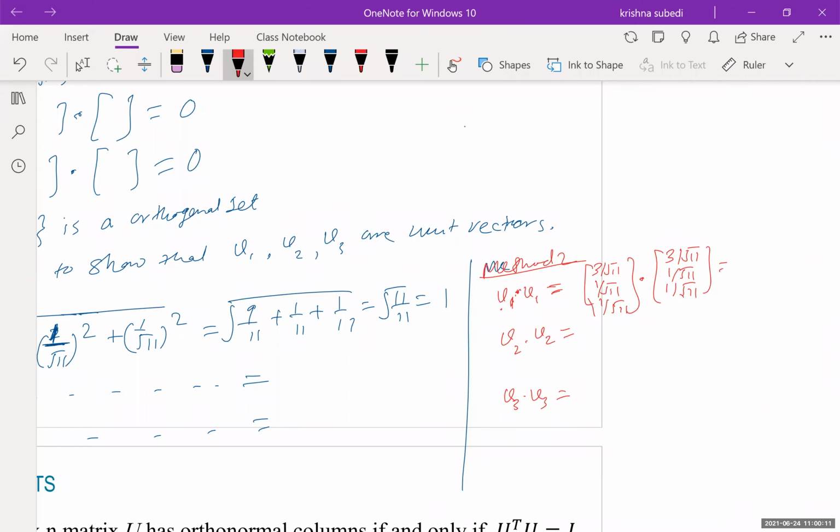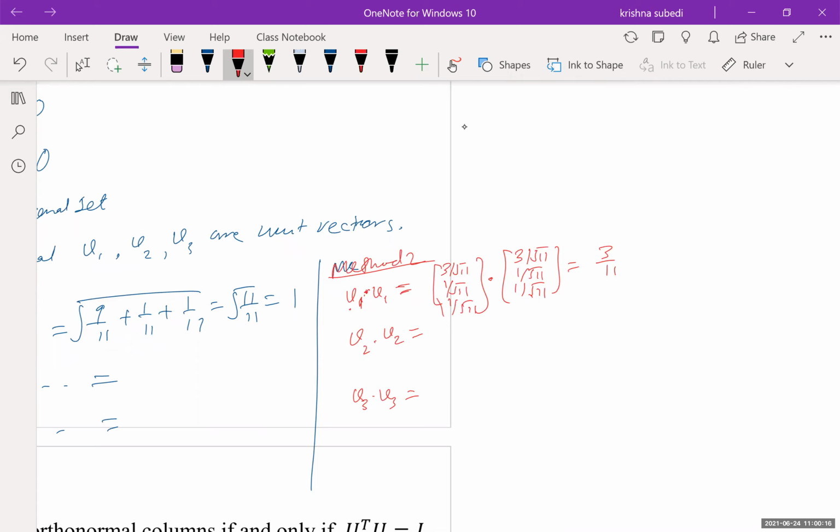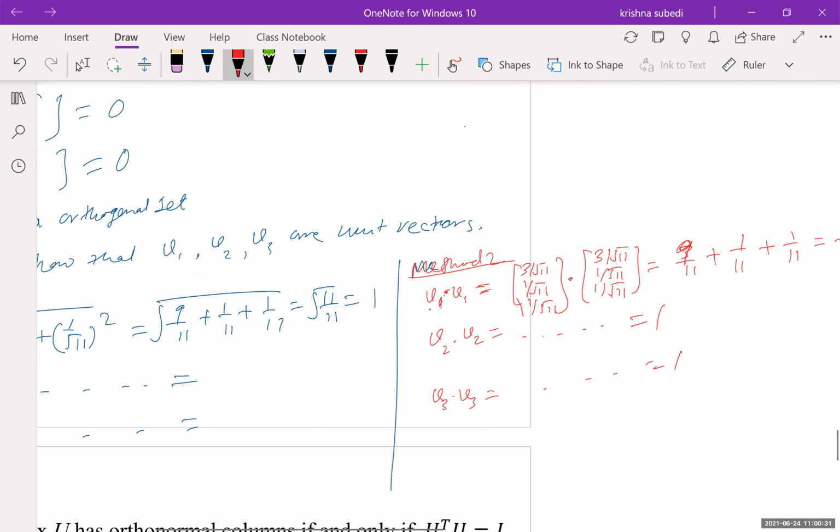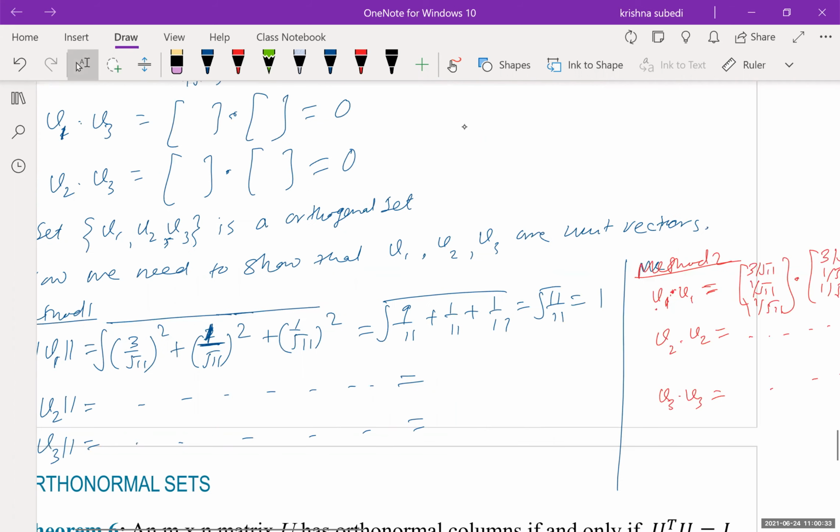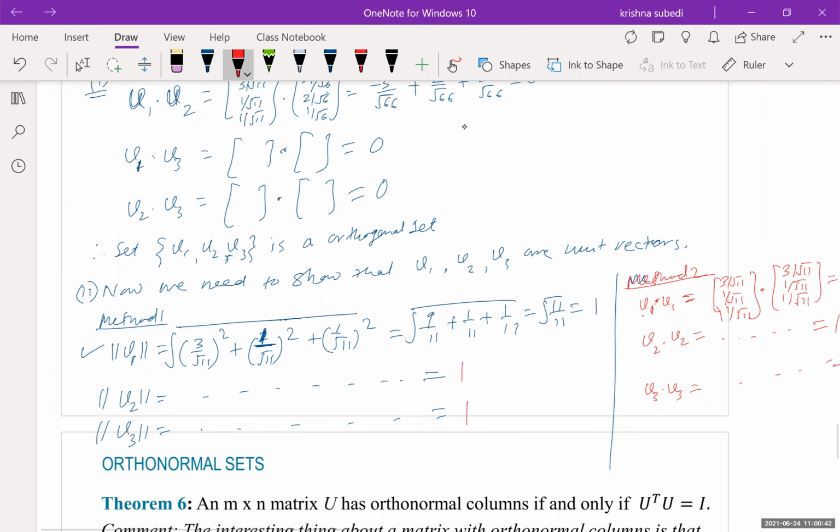And so you're going to get 9 over 11 plus 1 over 11 plus 1 over 11, which is 11 over 11, which is 1. In the same way, you can calculate that this will be 1 and this will be 1, okay? That's one method, and the other is the method we have seen already. So all of them will be 1, no matter which method you use. You can show that these vectors are unit vectors.